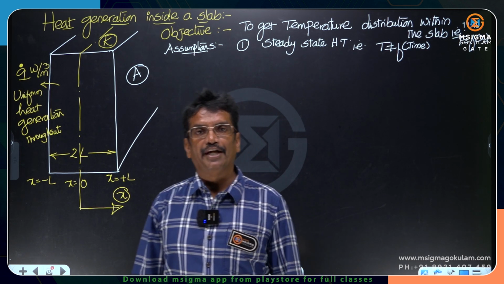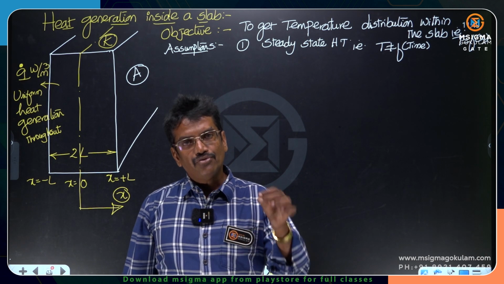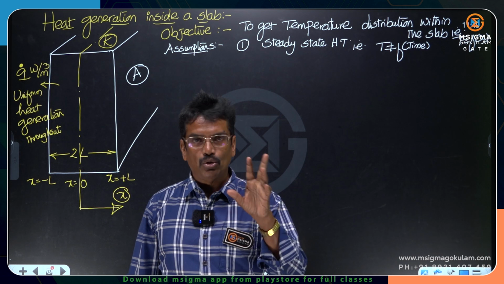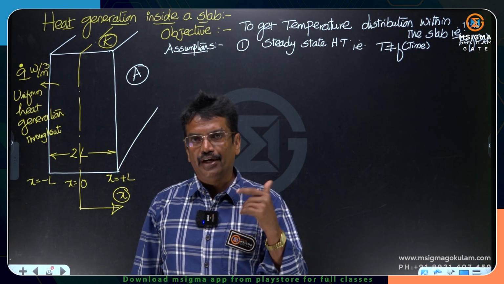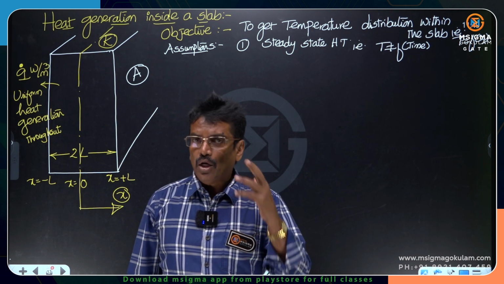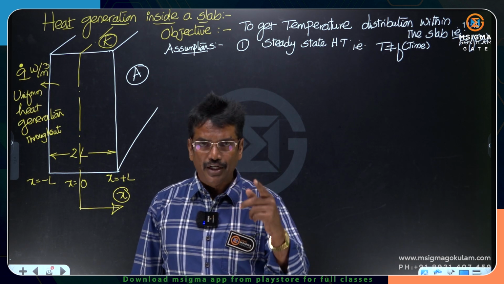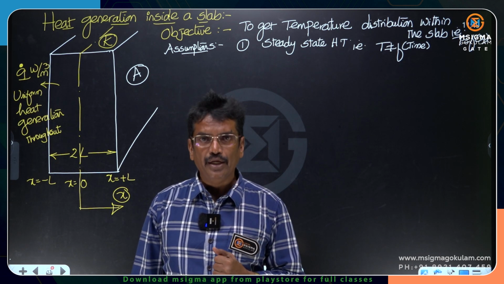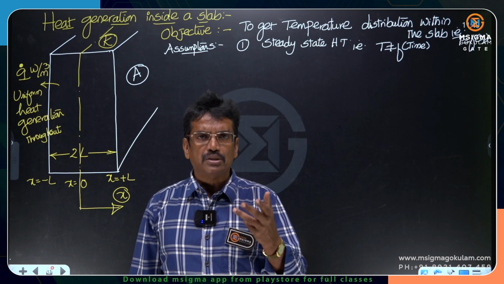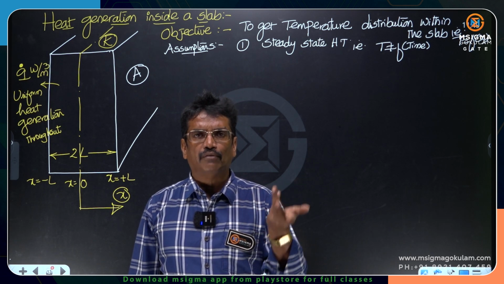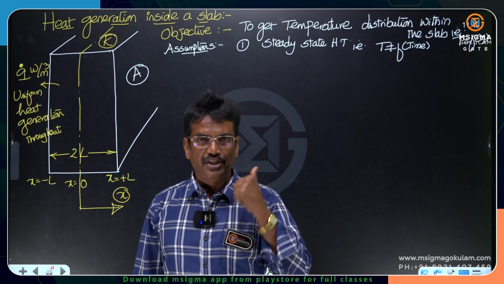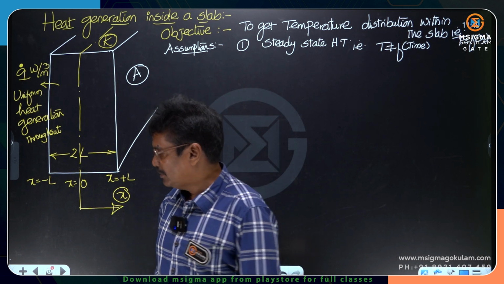Then many people will have a doubt here. We are generating heat uniformly throughout the slab. When heat is being generated, how can the temperature remain constant with respect to time? Generally, that should result in a rise in temperature of the body. But we are assuming a steady state. For that, this is the situation.